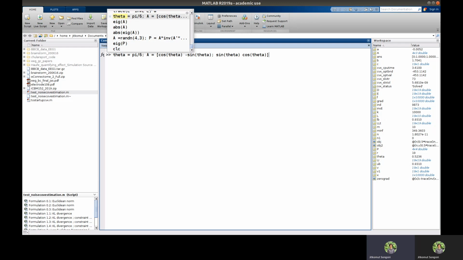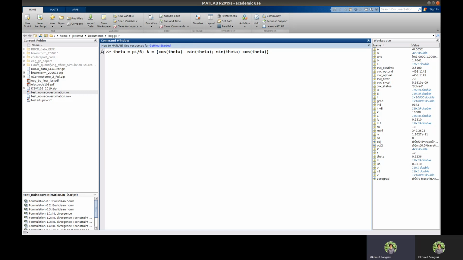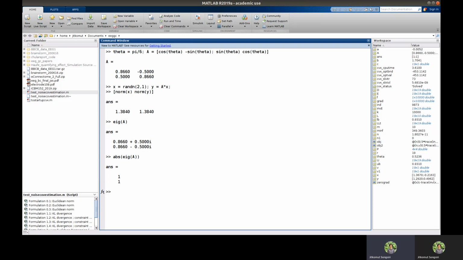Okay, I just used an example where A is a rotation matrix, which is a special case of unitary matrices. Theta is pi over 6, and the matrix A is this. I put x as some random vector. If I multiply A with x, and compute the norm of x and the norm of y, just like on this screen, you see that the norm of x and norm of y are exactly equal. Next, if I compute the eigenvalues of A, they are complex values. But if I compute the absolute value or the modulus of the eigenvalues, they are exactly 1. So what I showed you just confirms the property that we have just proved mathematically.